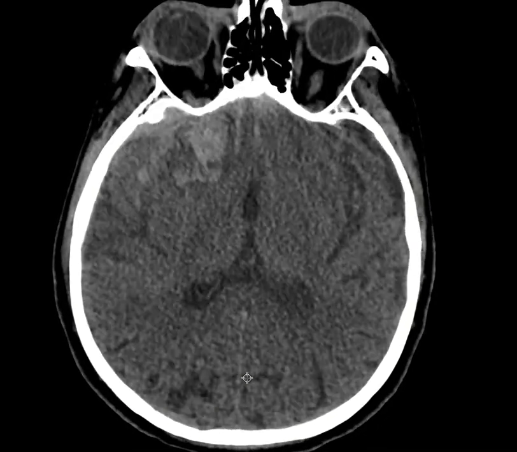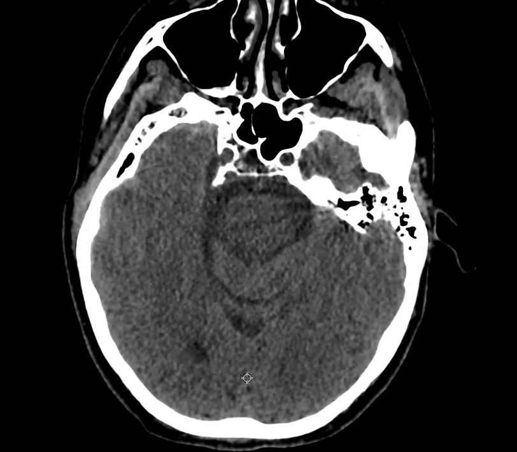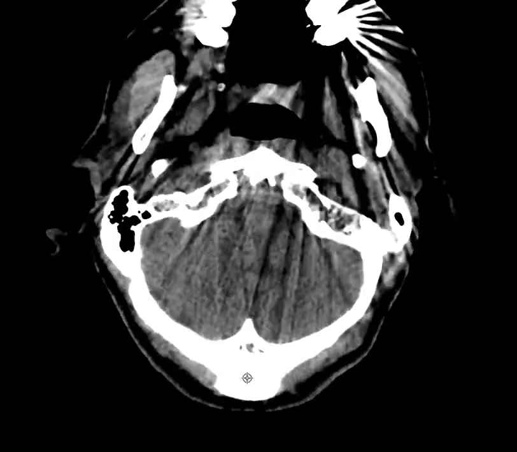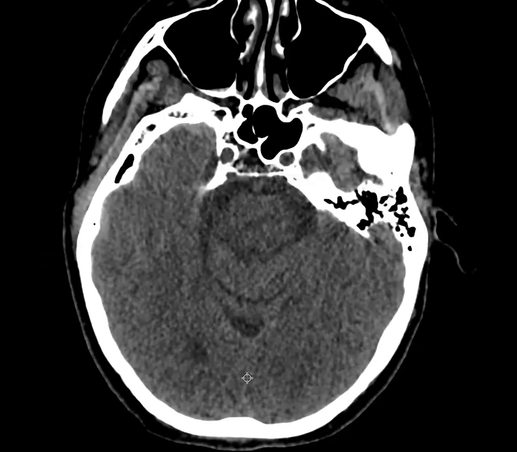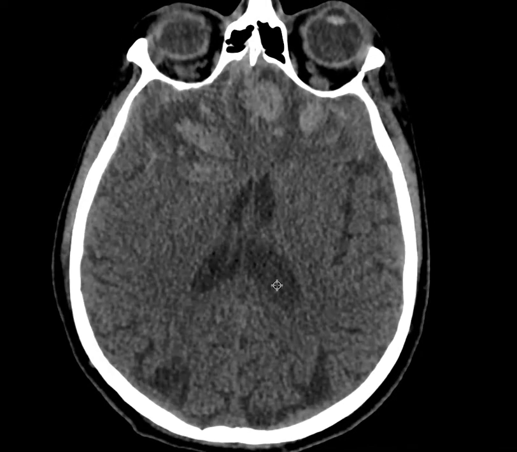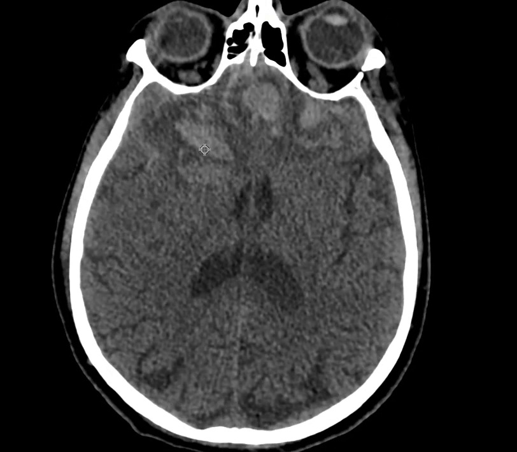Hemorrhage is going to show up as hyperdensity on CT. It's similar to other parts of the body. Hemorrhage usually is going to be hyperdense, and when you measure the Hounsfield units, it's going to be about 40. That's how you know this is hyperdense compared to the normal brain parenchyma.